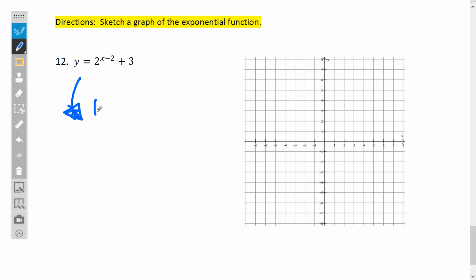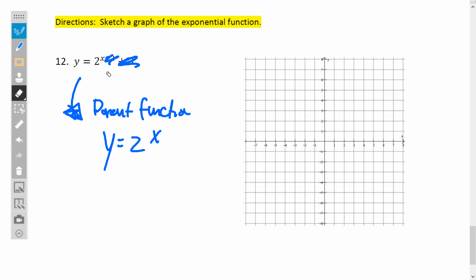So let me think about what the parent function looks like. The parent function would be without this and without this. So it would just be y equals 2 to the x. So if you remember, the parent function can tell us three things. It tells us if it's growth or decay. Our b value is 2, so it's growth.